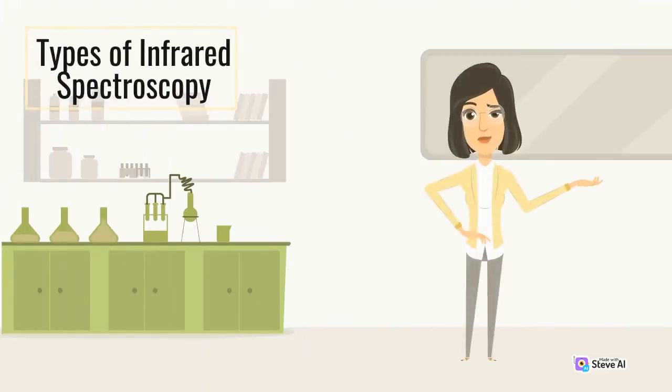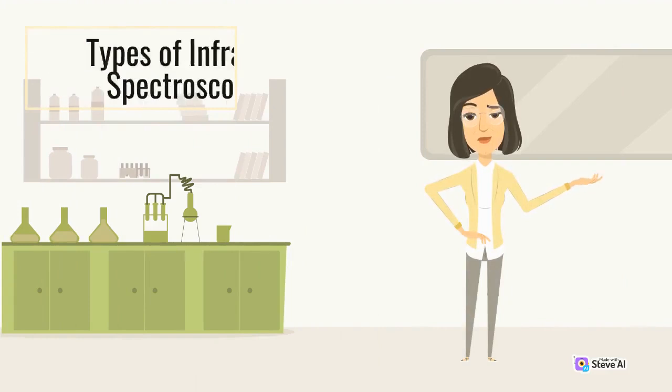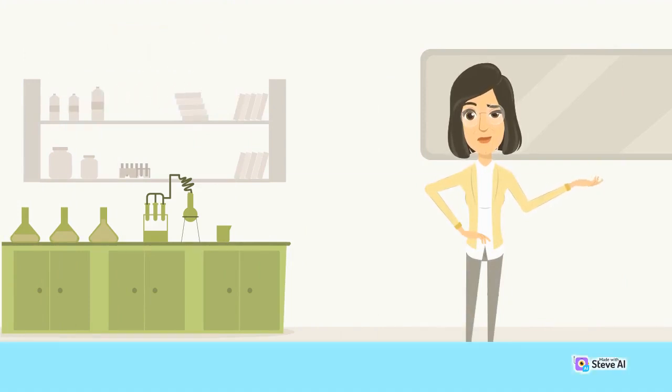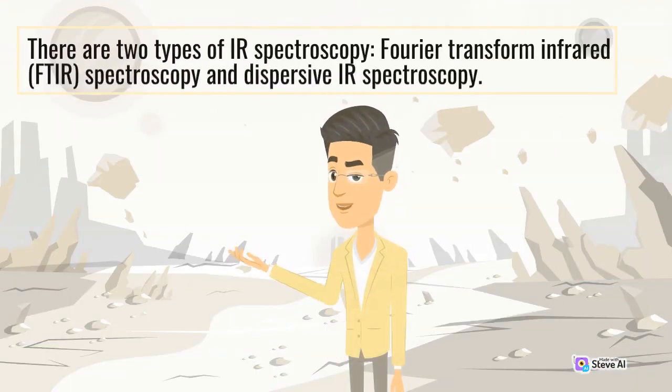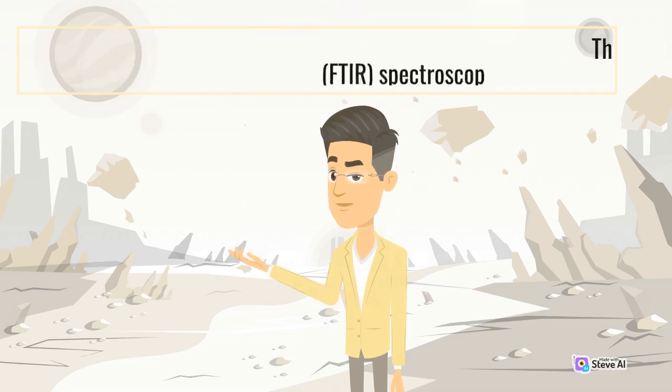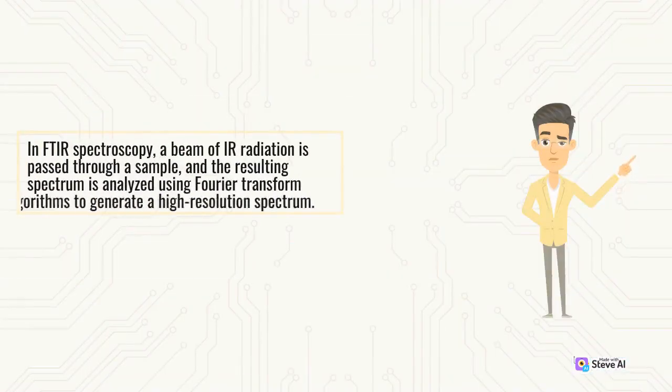Types of infrared spectroscopy. There are two types of IR spectroscopy: Fourier transform infrared (FTIR) spectroscopy and dispersive IR spectroscopy. In FTIR spectroscopy, a beam of IR radiation is passed through a sample, and the resulting spectrum is analyzed using Fourier transform algorithms to generate a high-resolution spectrum.